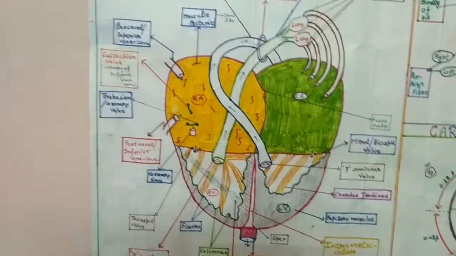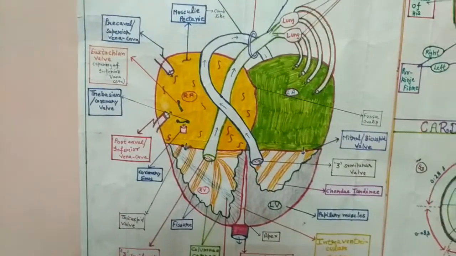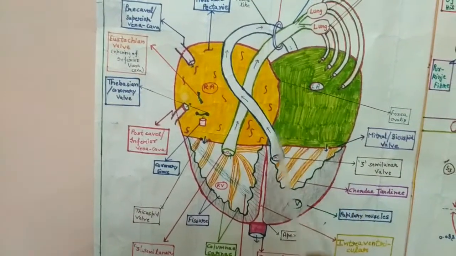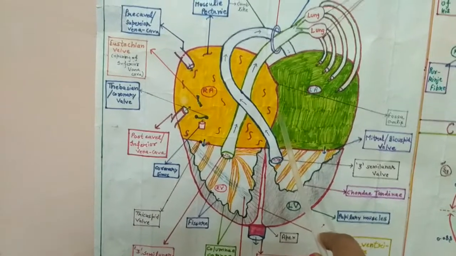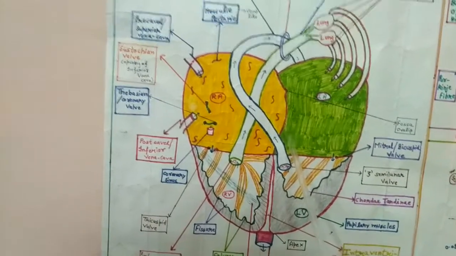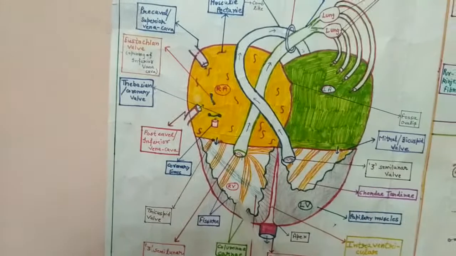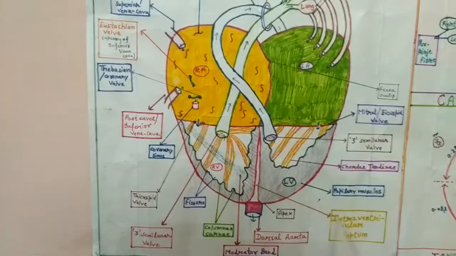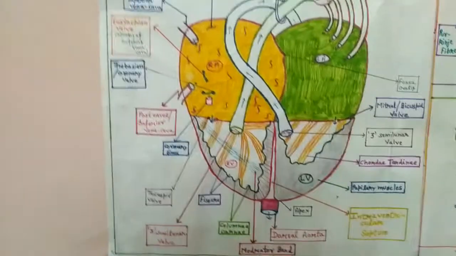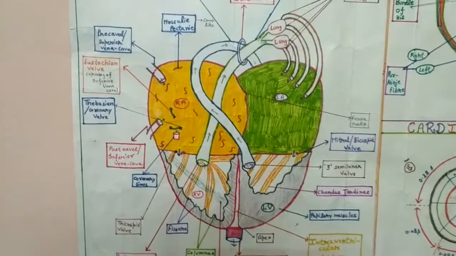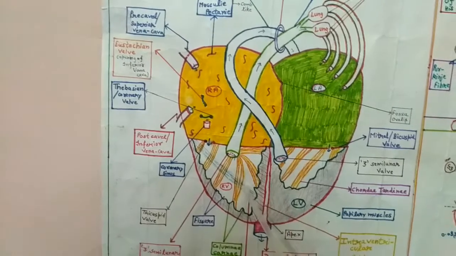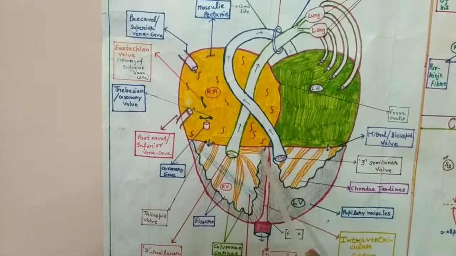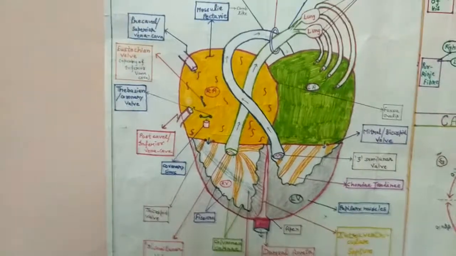As you can also see in the diagram, the right atrium and left atrium are separated by a septum. This septum is known as the interatrial septum, and again the right ventricle and left ventricle are also separated by another septum. This septum is known as the interventricular septum. Here you can see that the right atrium and right ventricle are also separated by another septum. This septum is known as the atrioventricular septum.